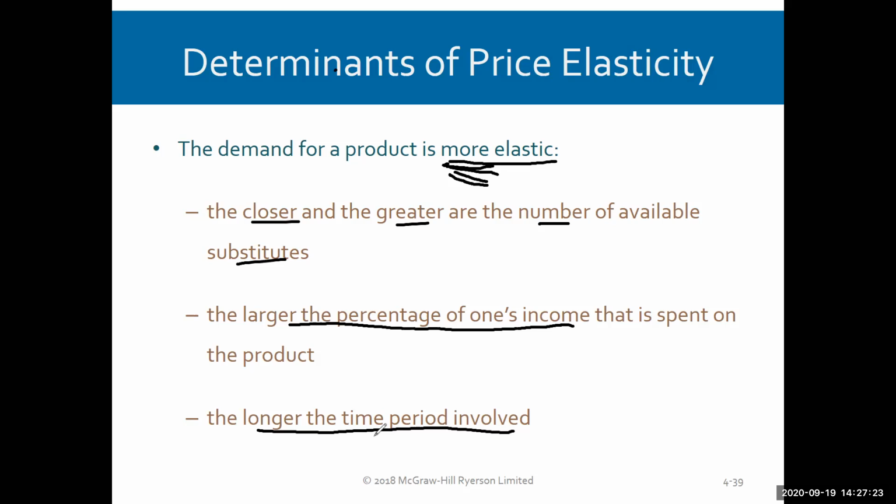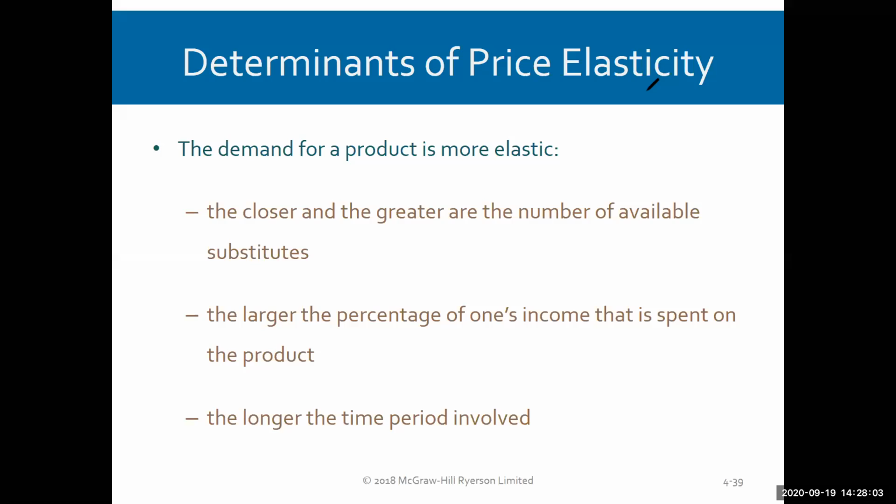So if we're looking at the demand for gasoline this week versus the demand for gasoline over the last 10 years, or say over the last 25 years, the one that's over the longest period of time would be the one that's most elastic. So those are the key determinants of the elasticity, or the price elasticity.